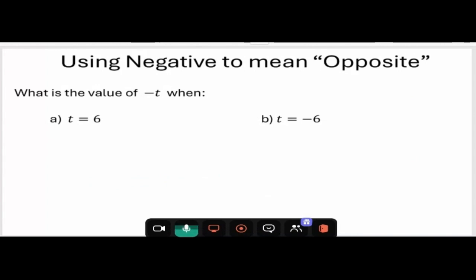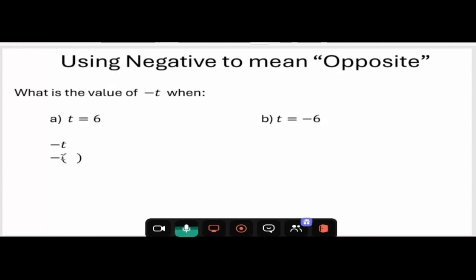Okay, let's bring some variables in here, which they're very often going to do. So they ask us, what is the value of negative t when t equals 6 for part A or t equals negative 6 for part B? Whenever you sub in a variable, the first thing you want to do is write, so we're evaluating negative t, that's the thing we want to figure out. And the first thing we want to do is replace that t with whatever its value is. And they've told us the value of t is 6.